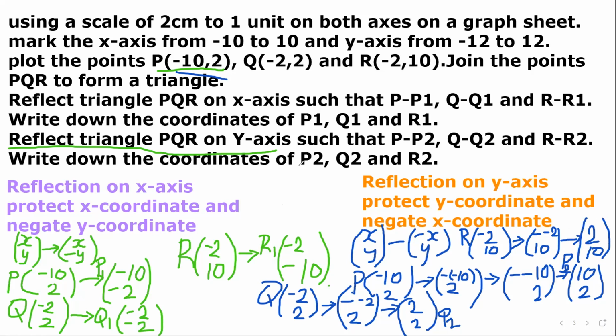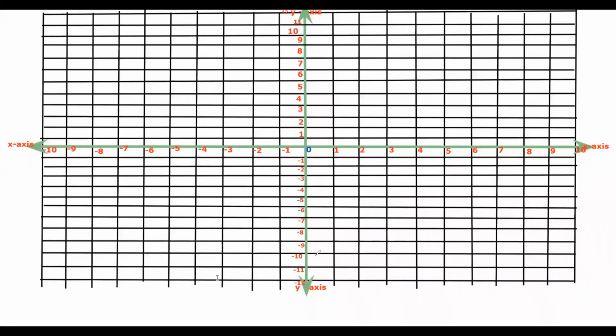Now let's quickly solve on the graph sheet. Okay, good. Now let's solve the question that we just solved. Okay, good. Now the first point or coordinate that was given to us is point P.